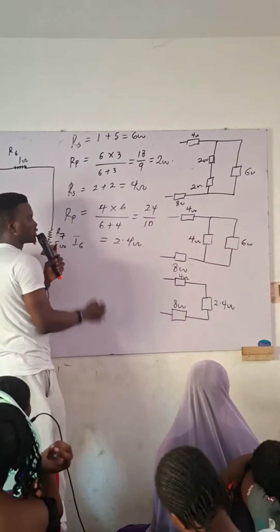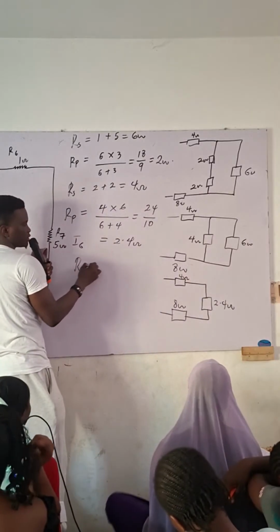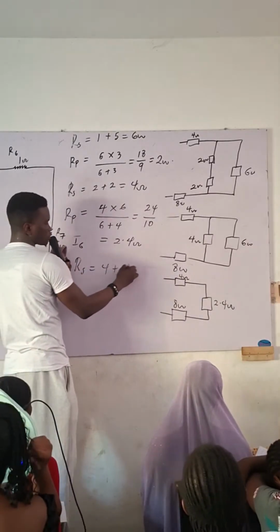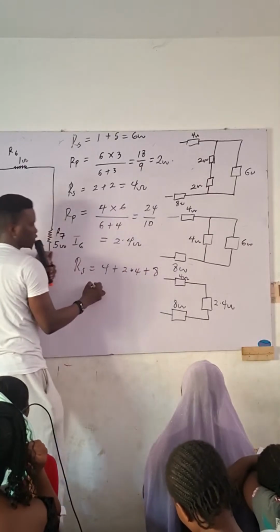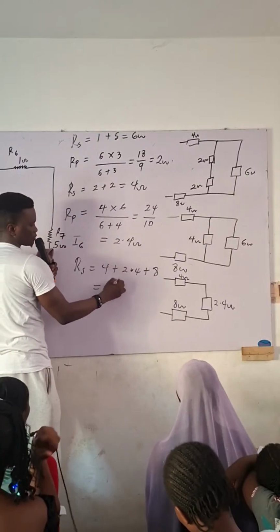So then what else now? Series, Abby. 2.4 plus 8, what would that be? 14.4.